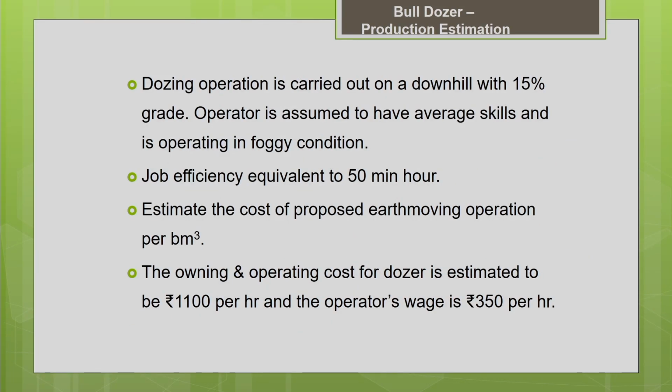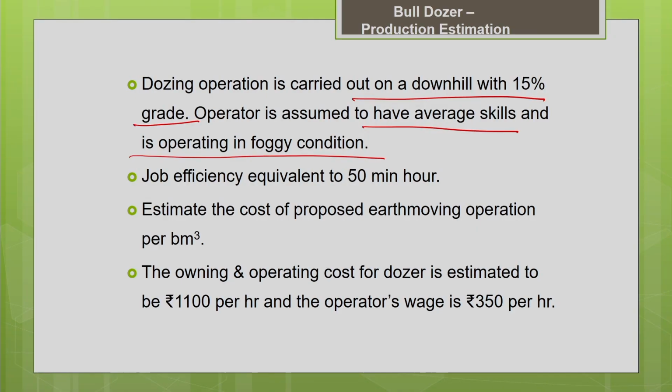Dozing operation is carried out on a downhill with a 15% grade. So your machine is moving down the slope, which is obviously going to help enhance the productivity. The operator is assumed to have average skill, not excellent skill. The machine is operated in foggy condition, so the visibility is going to be poor, and the job efficiency is given as 50 minutes per hour. That means the machine is working for 50 minutes in 1 hour. You are going to estimate the unit cost of the earth moving operation.